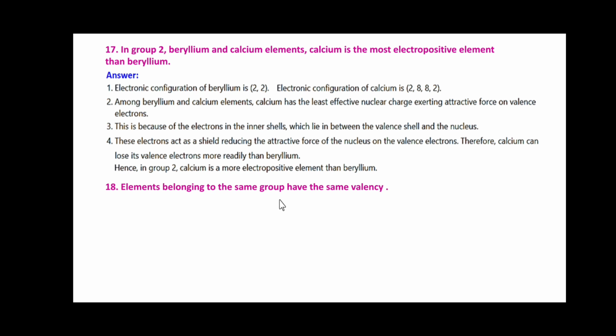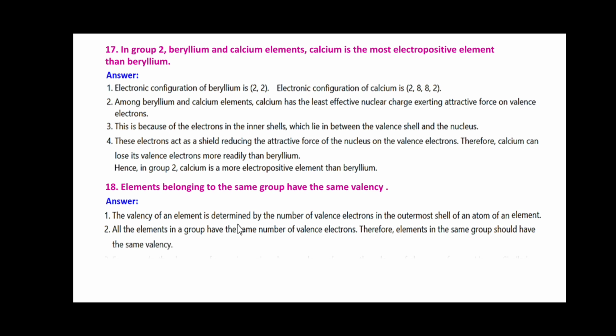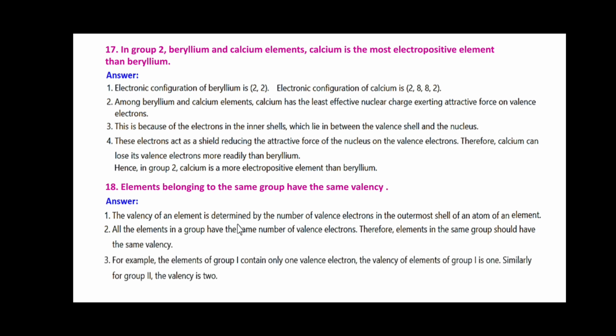Elements belonging to the same group have the same valency. The valency of an element is determined by the number of valence electrons in the outermost shell of an atom of an element. All the elements in a group have the same number of valence electrons. Therefore, elements in the same group should have the same valency. For example, the elements of group 1 contain only one valence electron. So, the valency of elements of group 1 is 1. Similarly, for group 2, the valency is 2.